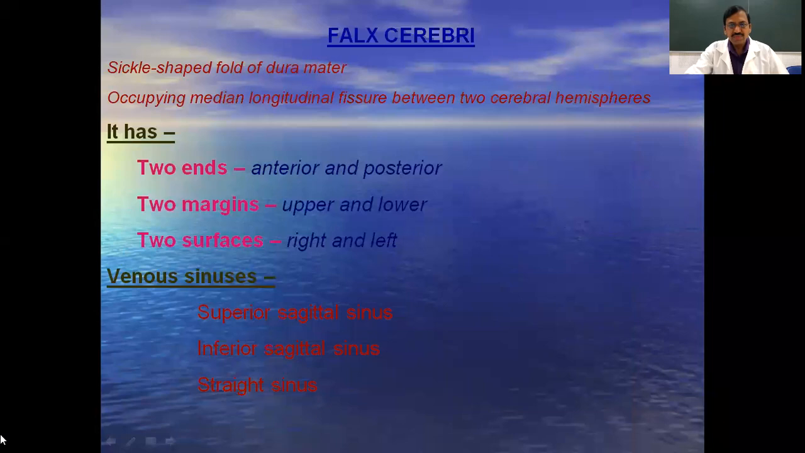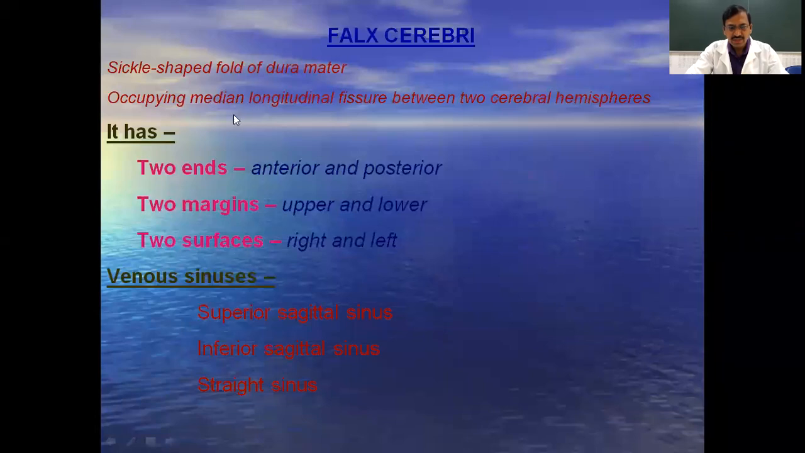And next, coming to the details about the falx cerebri. The falx cerebri is a sickle-shaped fold of dura mater occupying the median longitudinal fissure between two cerebral hemispheres. The cerebrum is divided into right and left cerebral hemispheres. In between these two hemispheres, there is one sickle-shaped fold of dura mater that is called the falx cerebri.